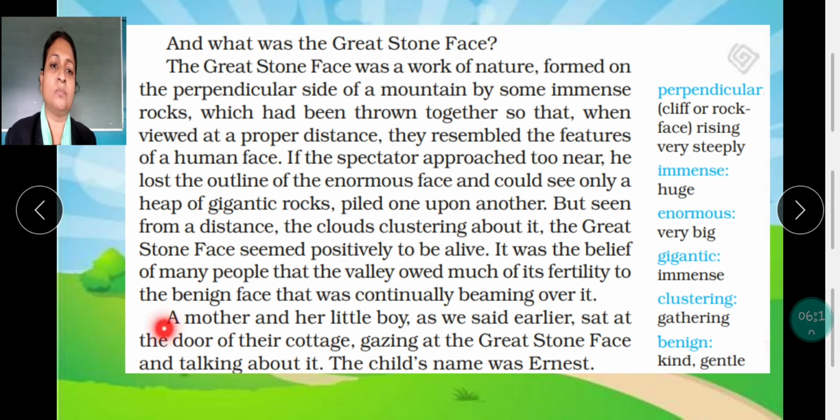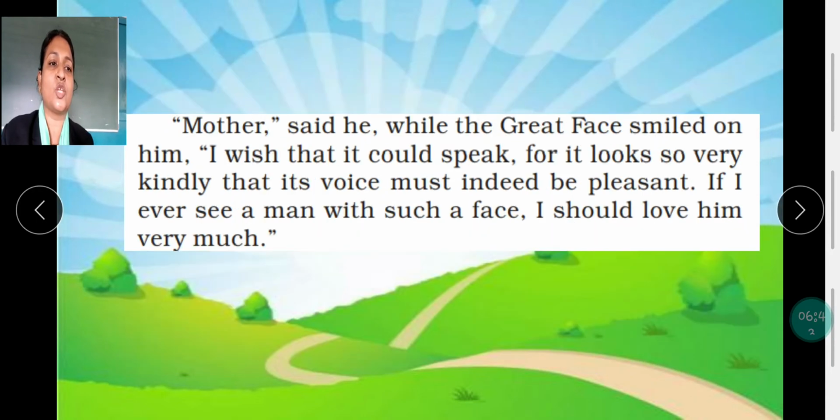It's an adjective. A mother and her little boy, as we said earlier, sat at the door of their cottage, gazing, that is looking at the great stone face and talking about it. The child's name was Ernest. What is the child's name? Ernest. Now here you have the meanings: perpendicular, rising very steeply. Immense is huge, enormous, very big. Gigantic is immense, clustering is gathering, and benign is kind and gentle.